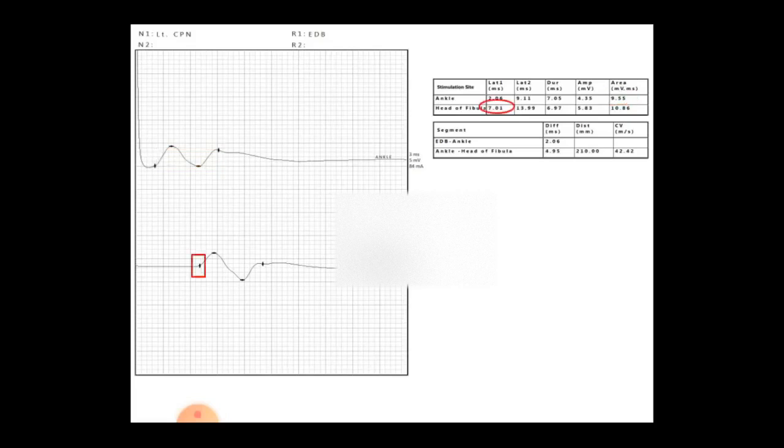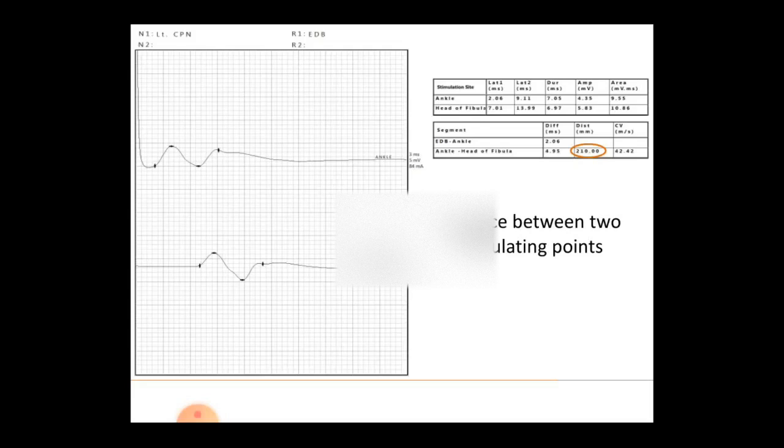Now when we analyze the second potential, which is because of stimulation at the head of fibula, you can see that latency is 7.01 and amplitude is 5.83. Now we have to identify the velocity. For that we have to measure the distance between the two stimulating points. That is commonly done with a measuring tape. Here in this example it is 210 millimeter.